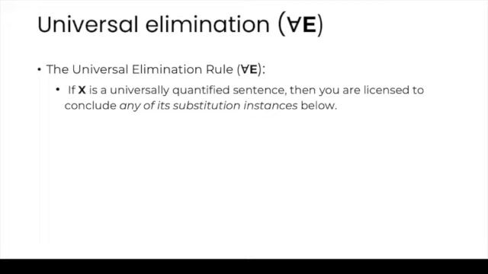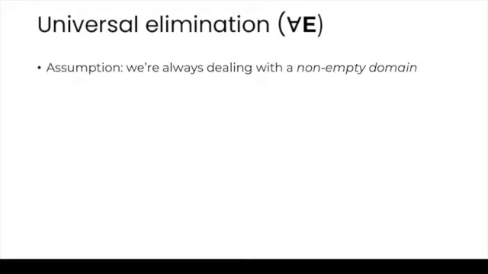Notice that for the previous examples to work, we have to make an assumption. The assumption that is built into this system is that we're always dealing with a non-empty domain. This means that our domain will always contain at least one object, and so our names will always refer to something within the domain. There are other logical systems that drop this assumption, but we'll leave it in place for the rest of this course.